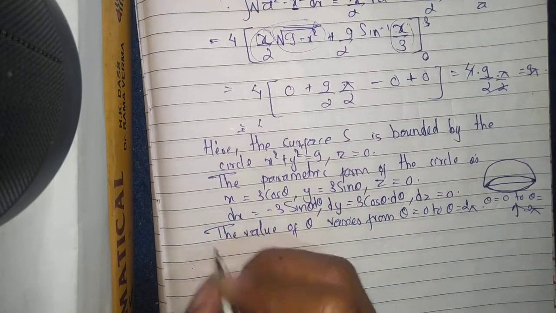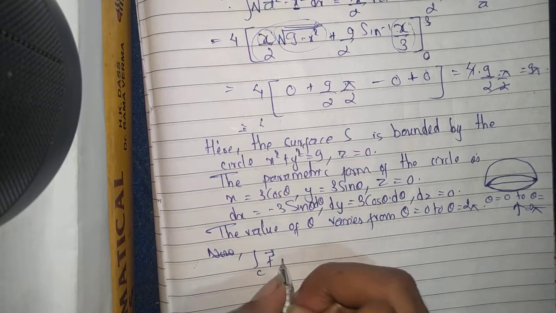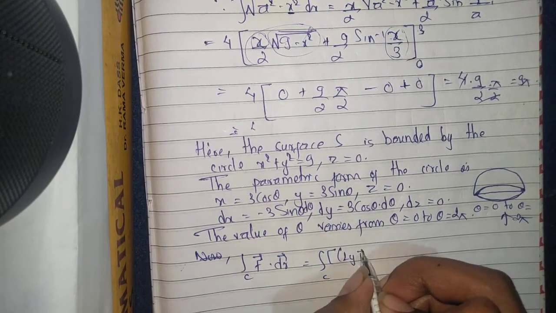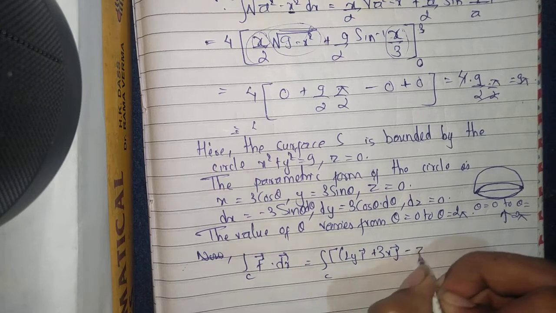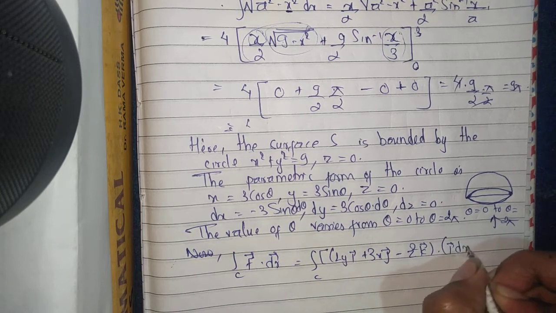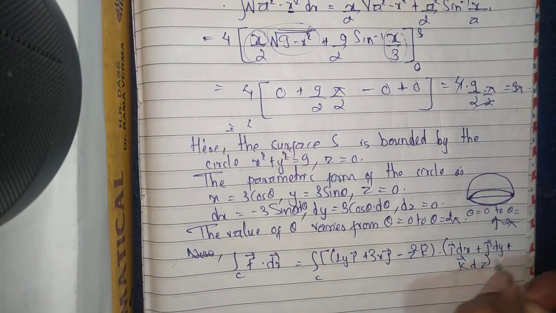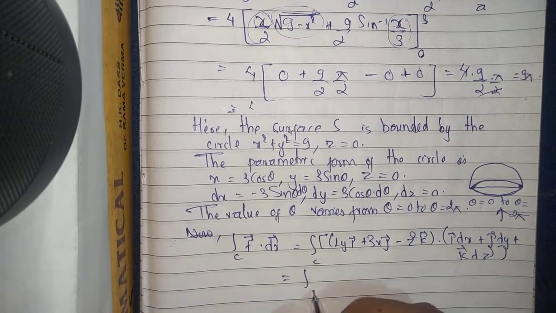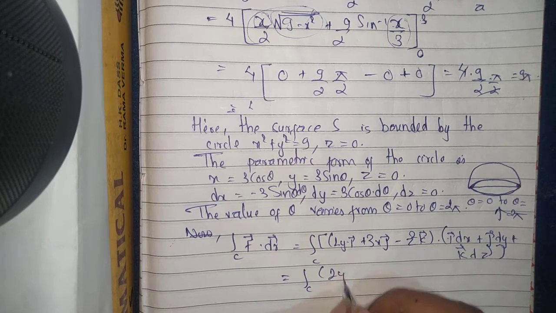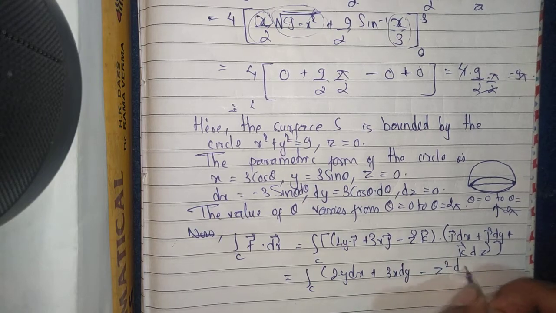Here now we have the line integral. F dot dr, where F equals 2y i vector plus 3x j vector minus z squared k vector, dot dr vector, which is i dx plus j dy plus k dz. Multiplying and solving, we get 2y dx, similarly 3x dy minus z squared dz.